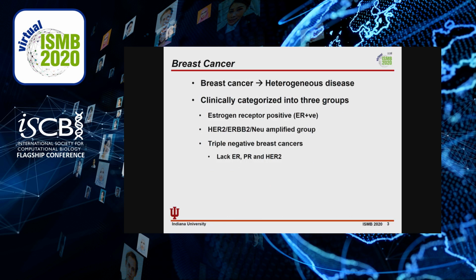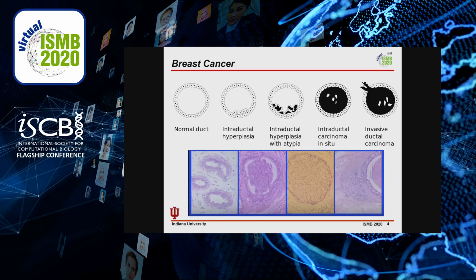Our focus here essentially is on breast cancer. Breast cancer is a very heterogeneous disease. That means no two breast cancers are alike. They can be categorized in three groups. One is estrogen positive, that is ER positive. It can be the HER2, ERBB2, or neu amplified group. And then we have triple negative breast cancer, which is what our focus will be. These are the ones that lack the estrogen receptor, progesterone receptor, and HER2. All of these are lacking. So we essentially have to understand how to treat them.